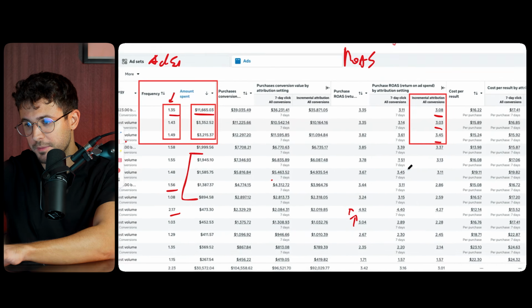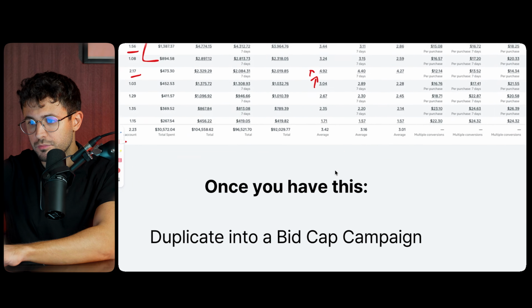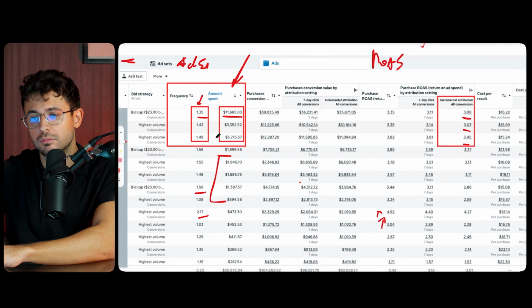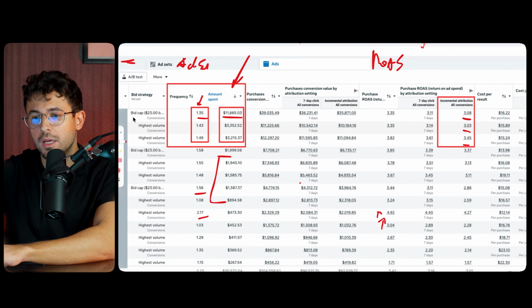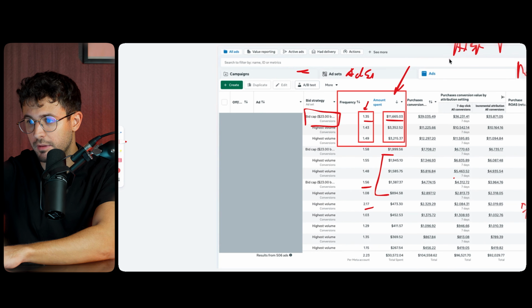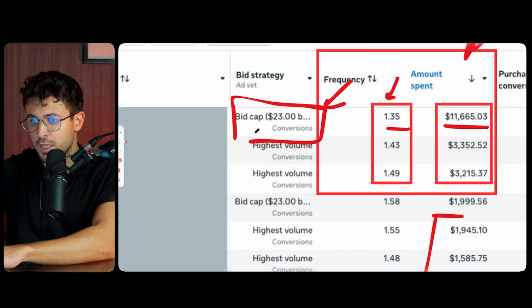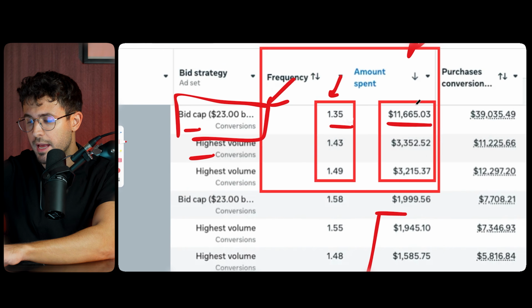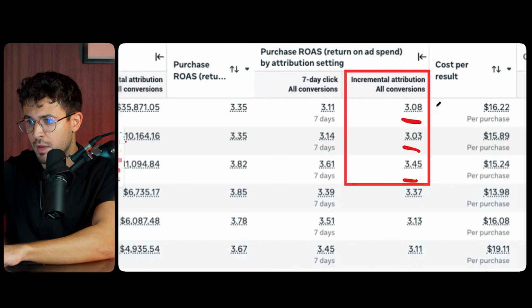It might happen, right? So once you have this thing here, what you can do, which is like one last tip, is do a bid cap campaign. And this is very important for you to understand. As you can see, this is like the biggest spend, and this is at the ad level. So this ad here spent a lot of money, spent more money on the bid cap campaign rather than on the highest volume campaign, which I think is the second one in here, and it went even better in terms of incremental attribution ROAS.